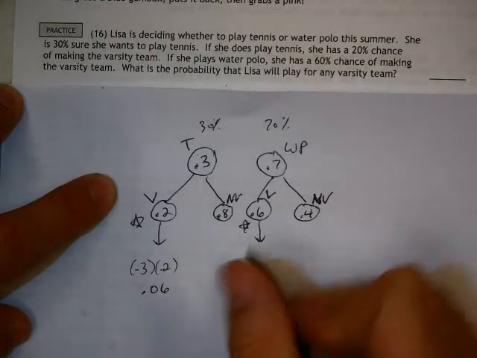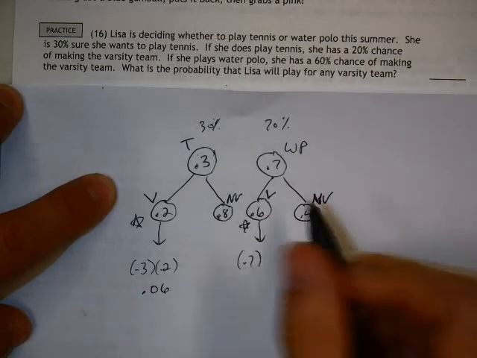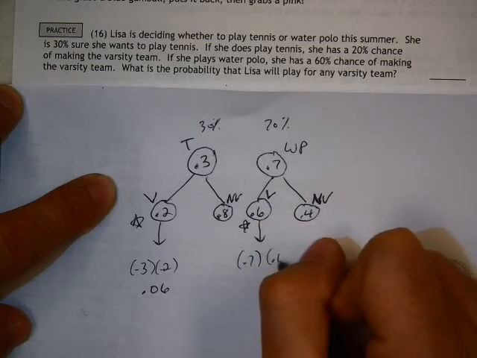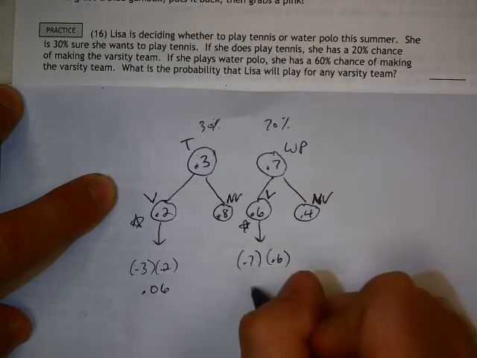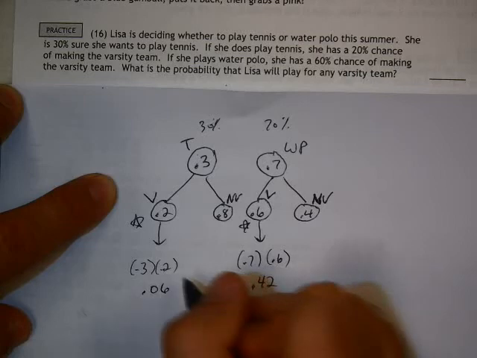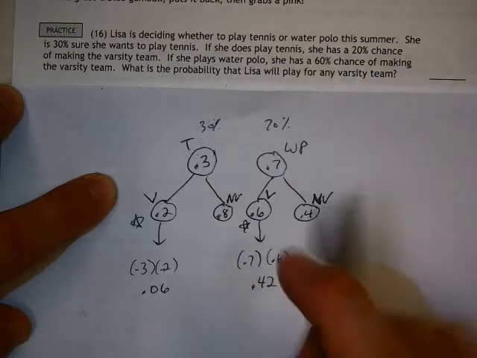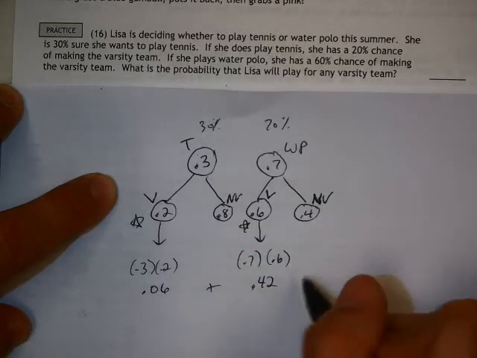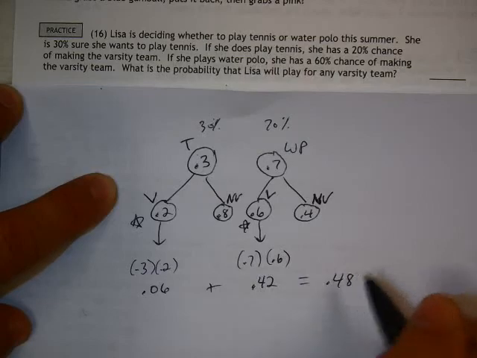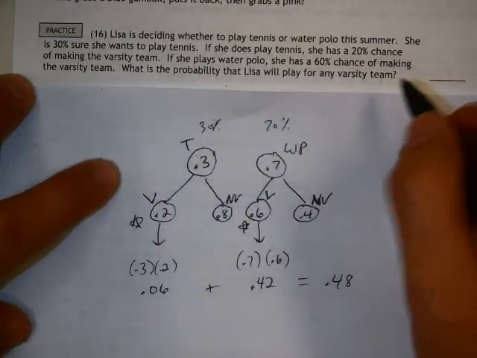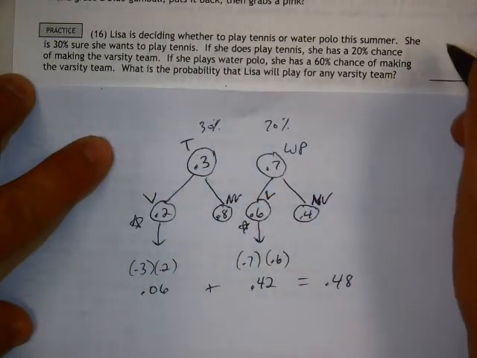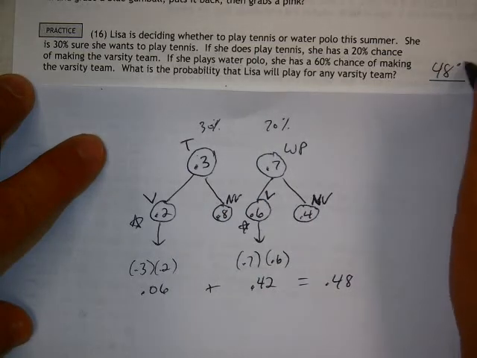Then on the water polo side, we have 0.7 of choosing water polo, 0.6 chance of getting varsity. Multiply those, we get 0.42. Now we're going to add those together. That gives us 0.48. So, to answer our question, the probability that Lisa will play for any varsity team will be 48%.